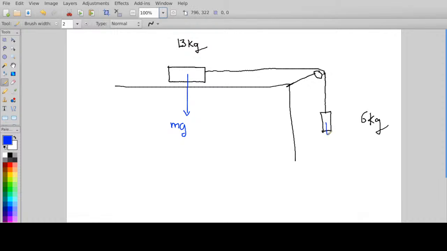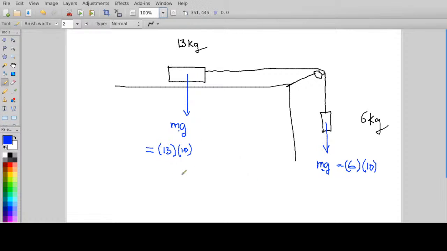And maybe we should do both mg's together like that, mg. But this is where confusion occurs, because really you should call one m1g and the other one m2g. The reason is you've got two different masses. Sometimes students are just being careless, will say m1g and then put like 6 in here. No, this one is going to be the 13 times 10. And this one is going to be the 6 times 10. So just be careful about that.